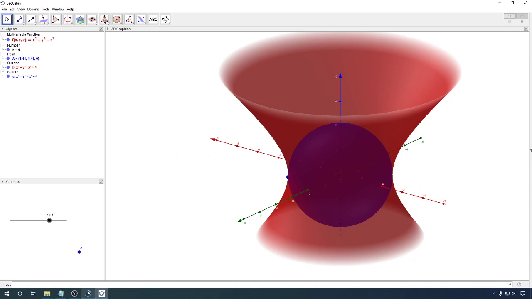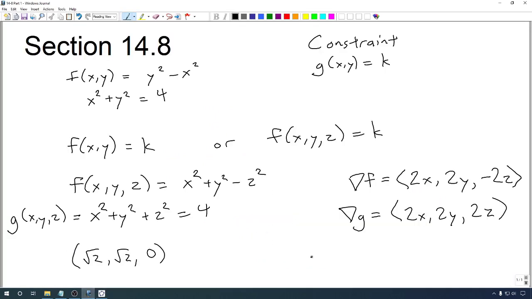If we look at the vector, the gradient at that point. Now in this particular case, the z equals 0, so both these give the same result. That's not always going to happen in general, but we'll talk about what we can do to solve that problem. But when we plug that in, we get 2 square root 2, 2 square root 2, and 0 for both of those.